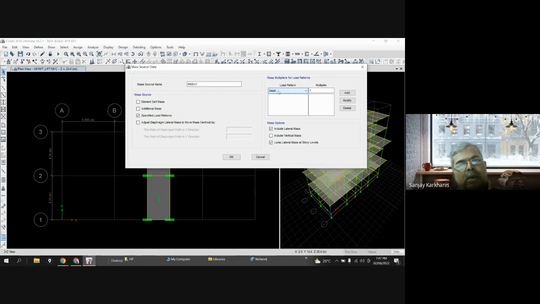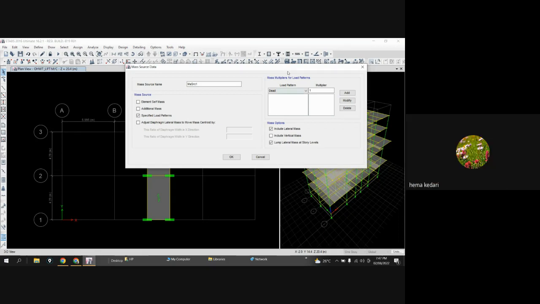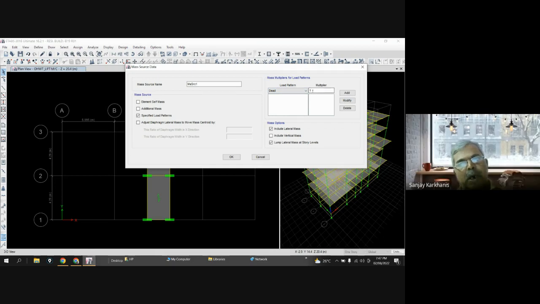So dead load, in this case, what is it? It is self weight. So how much self weight will we take? Half, or full? Full, sir. So the multiplier will be 1. So under the dead category, your multiplier will be 1 and you will add. Okay. Yes, sir. Then I will go for SDL.